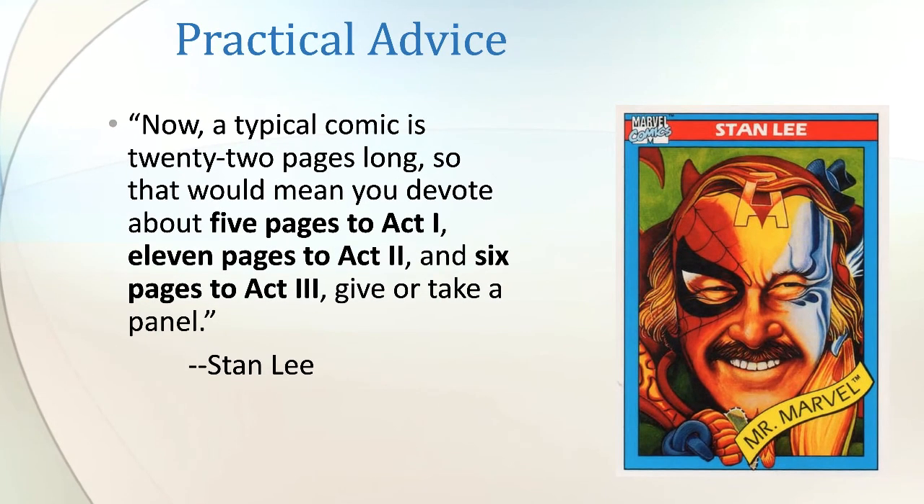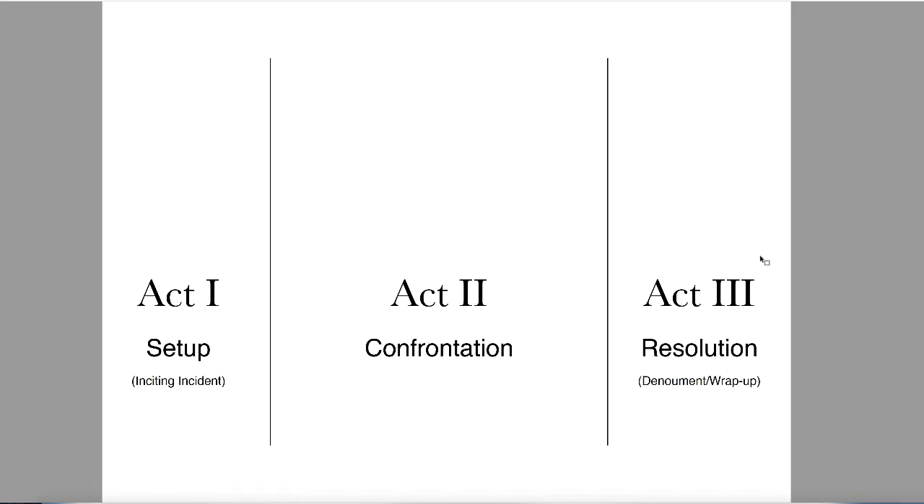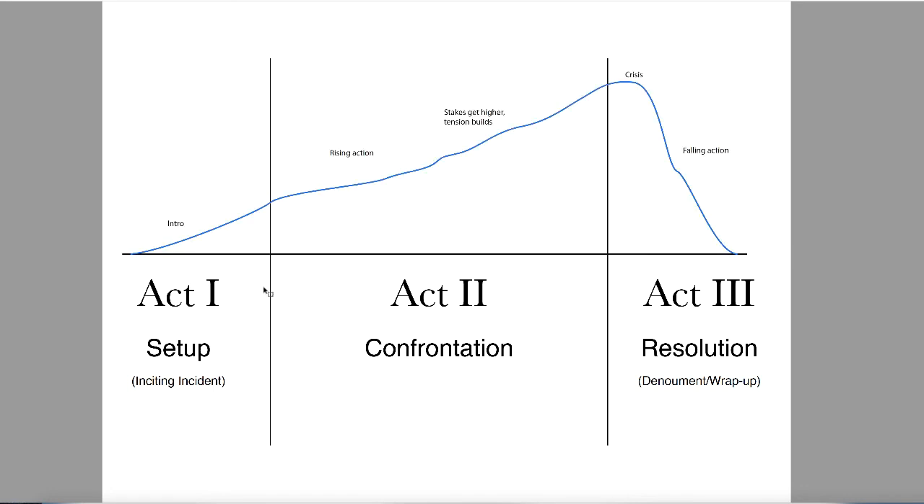Okay, so let me go to another little presentation here. So anyway, you got Act 1, Act 2, Act 3: setup, confrontation, resolution. Act 2 is the big, chunkier story. And remember that most of the action will be in Act Two, and it can go up and down, back and forth, right? And the big climax is in Act Three, and then there's the falling action.